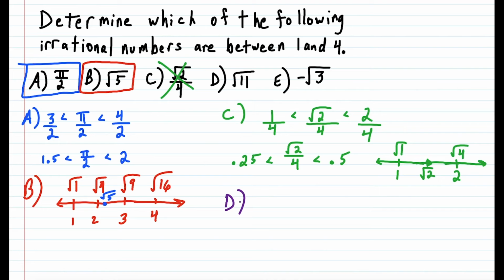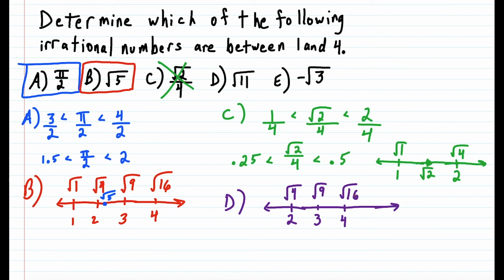Part D, square root of 11. We could go through with this same idea all over again. We want to get as close as we can to square root of 11. So if we look, I'll start here at 2. 2 is equal to the square root of 4. And we have that 3 is equal to the square root of 9. And then 4 is equal to the square root of 16.